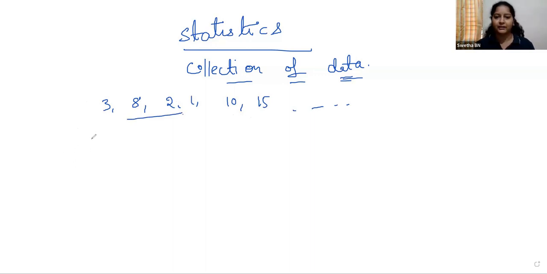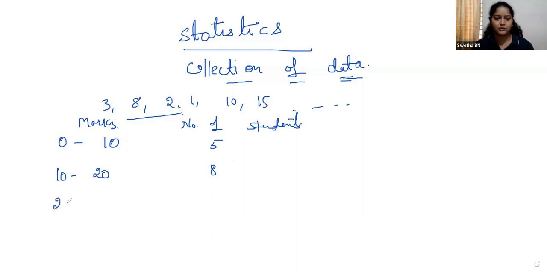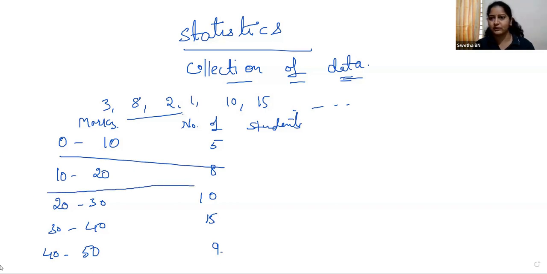In grouped data, we arrange the numbers in a regular manner, means orderly, right? For example, marks scored by the students. These are marks and number of students. 0 to 10, 5 members. 10 to 20, 8 members. 20 to 30, 10 members. And 30 to 40, 15 members. 40 to 50, 9 members. See here, data is arranged.